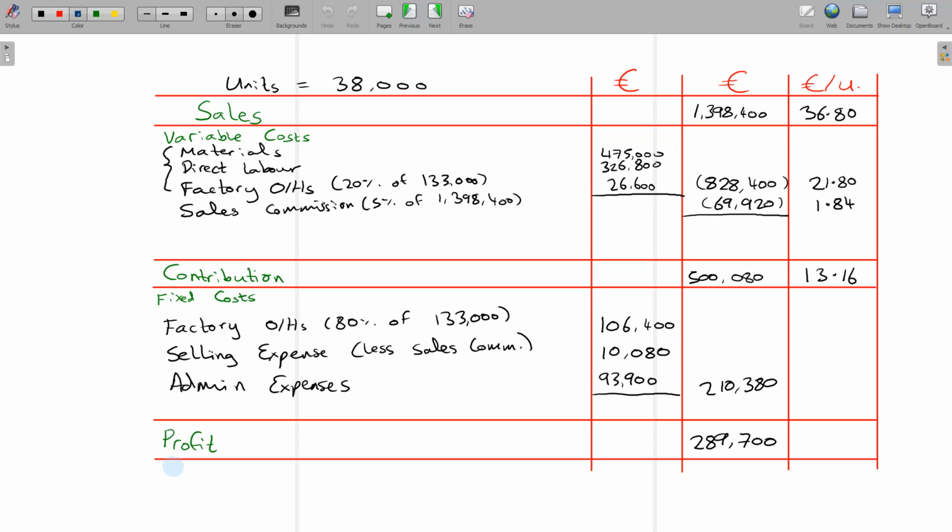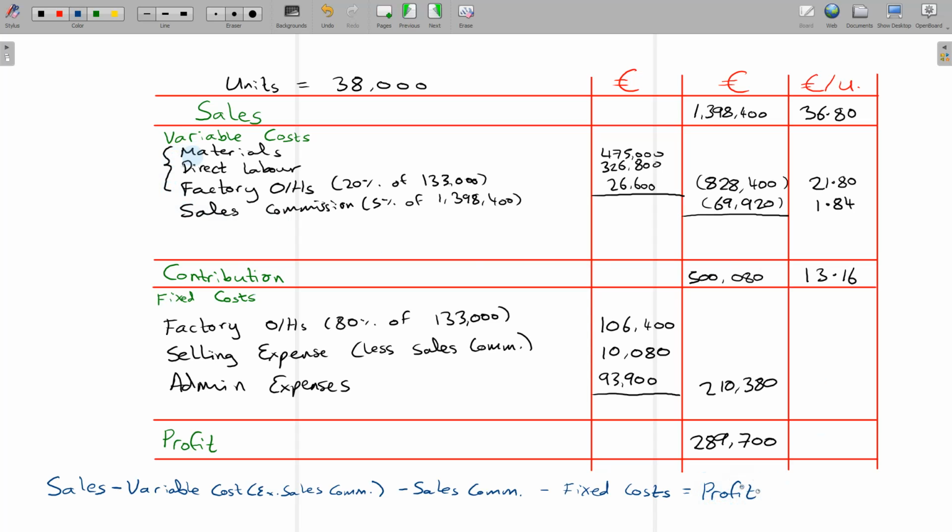Now, the other thing I like to take a note of is this formula. So we have sales minus variable costs. Now we're going to exclude sales commission. Then we're going to minus our sales commission. We're going to take away fixed costs. And then that's going to give us our profit.